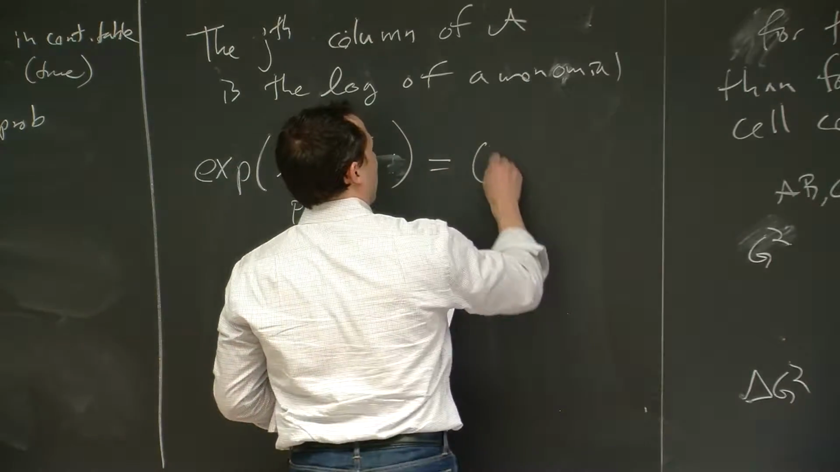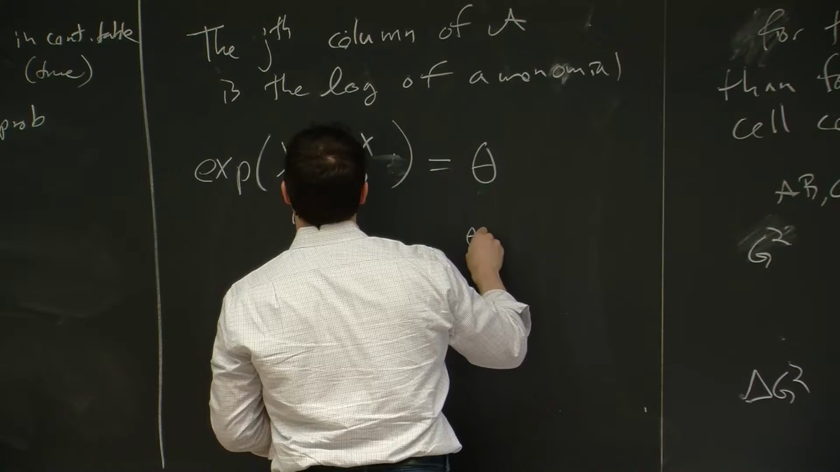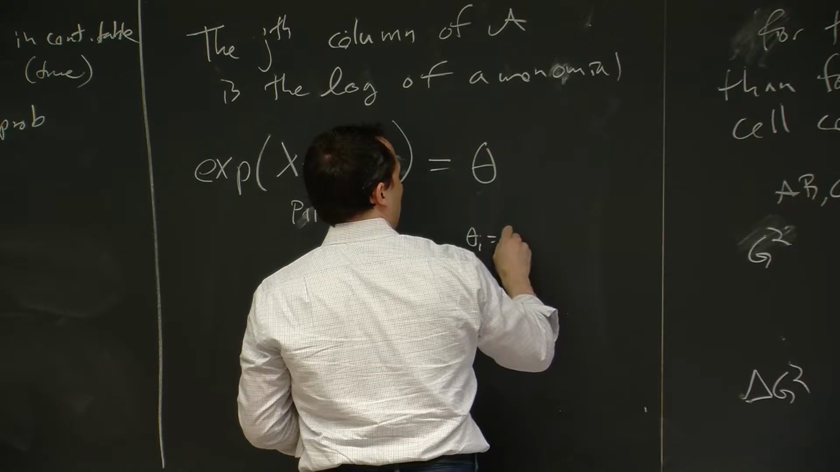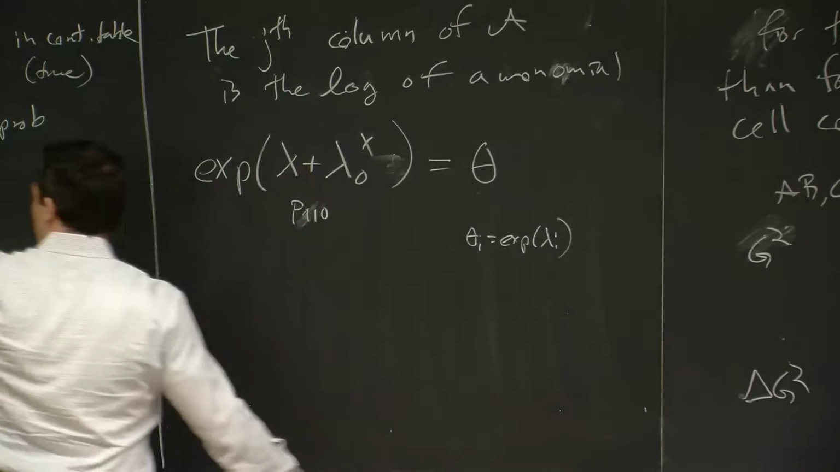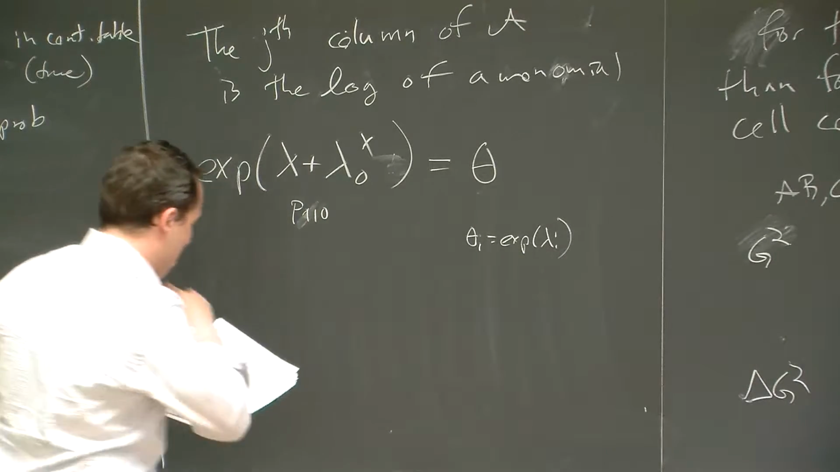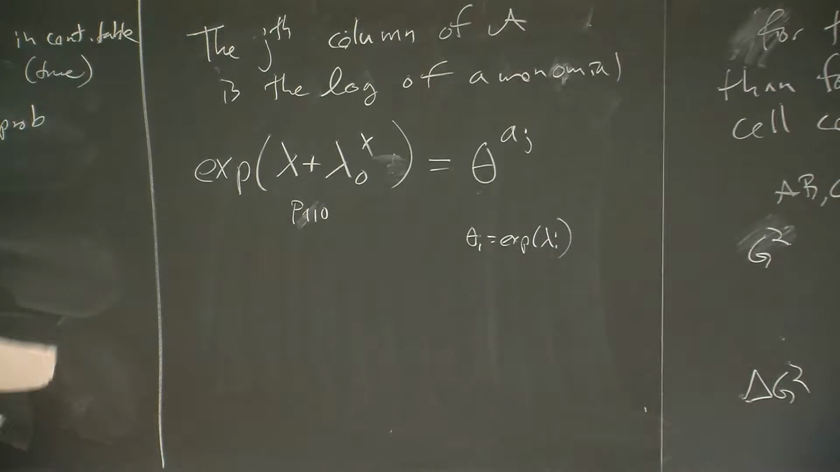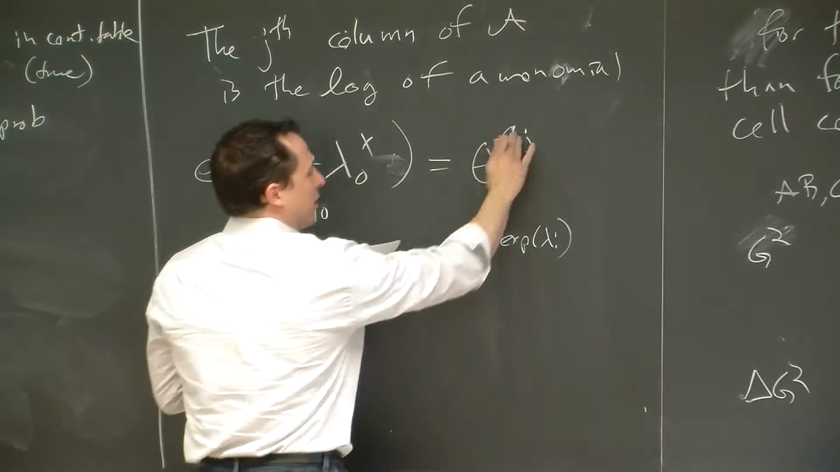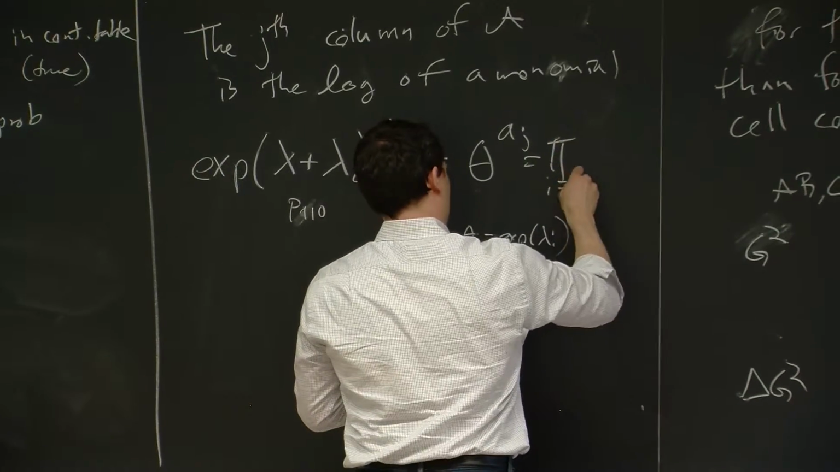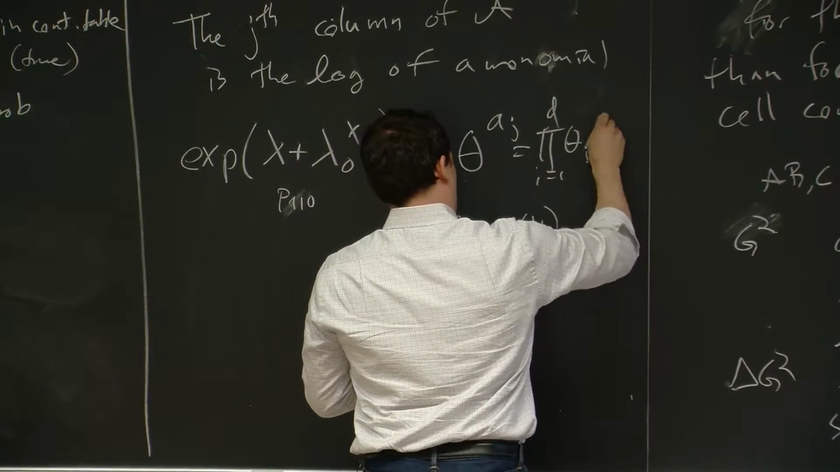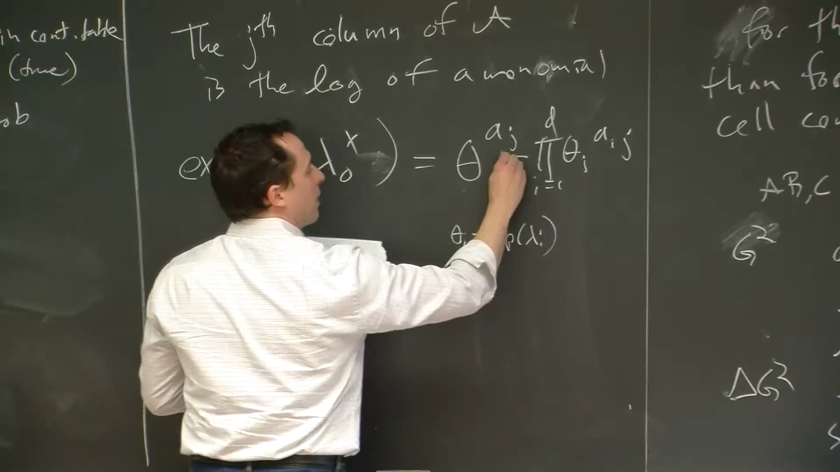And I can think about this as being some theta, where each theta I is equal to exp of lambda I, if I think about all of these parameters being exponentiated, raised to the power of that column. So this is a vector, and this is a vector. I'm just multiplying them together. Theta I to the Aij is just a notation for this.